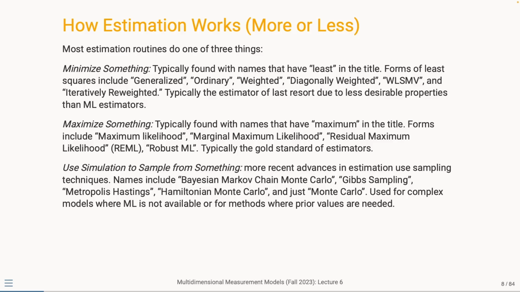Maximize something is the next thing. So think of it this way. Do we have a function that describes how far off we are? That's minimize. We want to minimize the distance of how far off we are. Sometimes those functions are called discrepancy functions. Maximizing is the opposite. Instead of minimizing, we want to find the maximum. Usually this involves maximum likelihood, and the function that we're maximizing is a likelihood function.